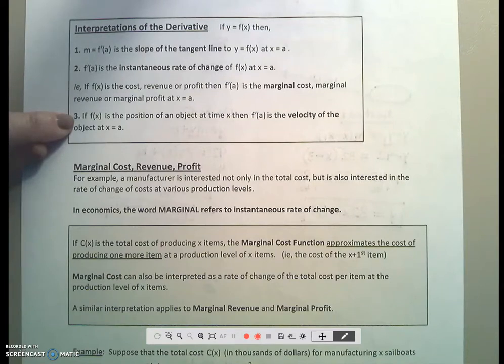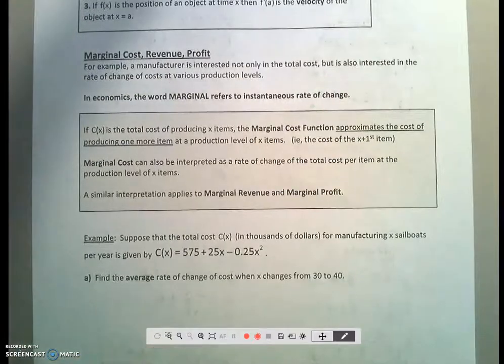And if you want to talk physics, it's velocity. So if you take a derivative, you get velocity. If your original function is position, then the derivative is velocity. And actually, if you take a derivative again, you get acceleration. So that's how those are related in physics. But we're mostly in this course going to talk about costs, revenues, and profits. So now let's do a big example with those. But I think I'm going to make that the next video.